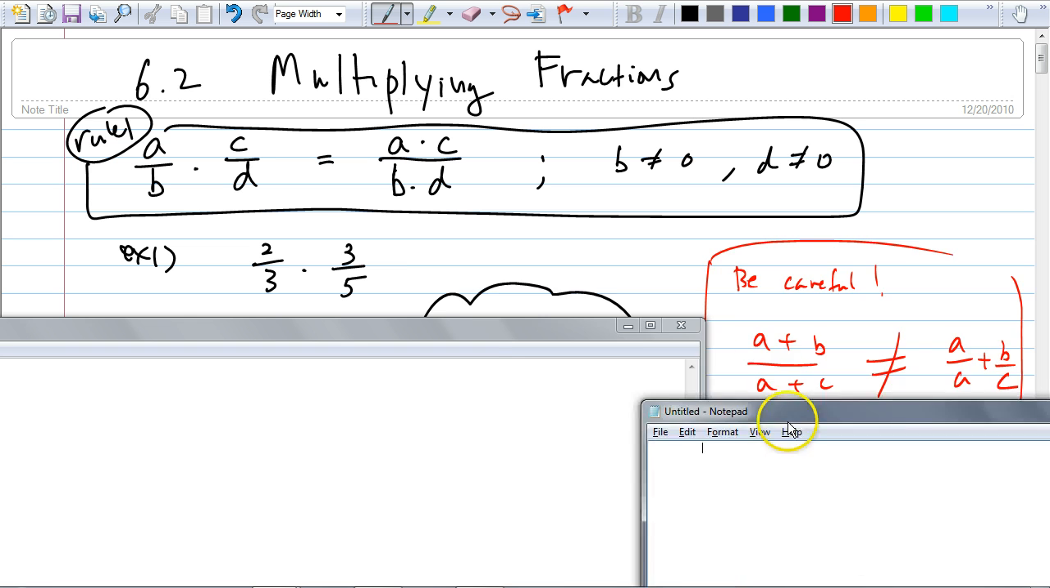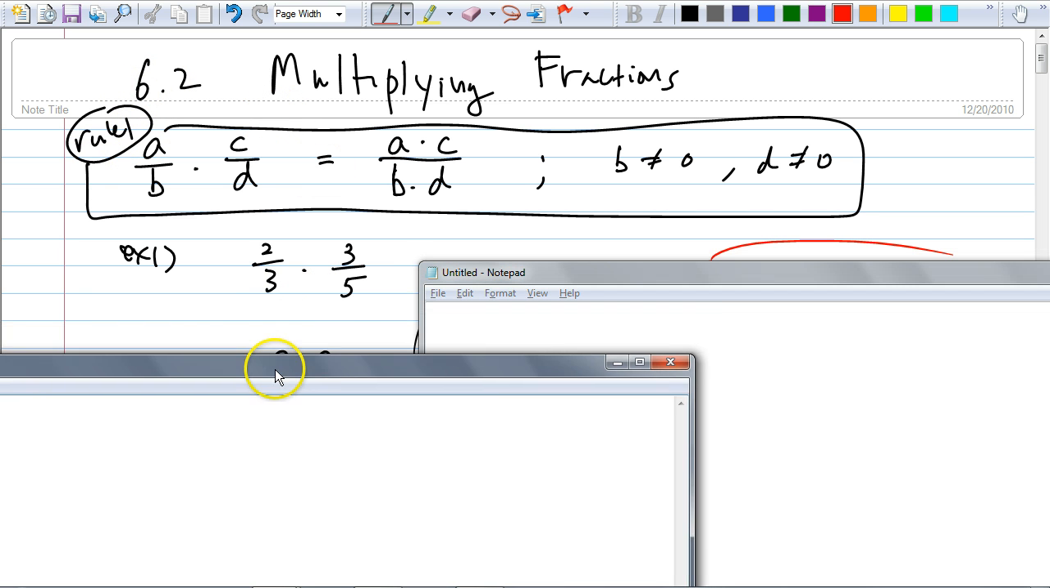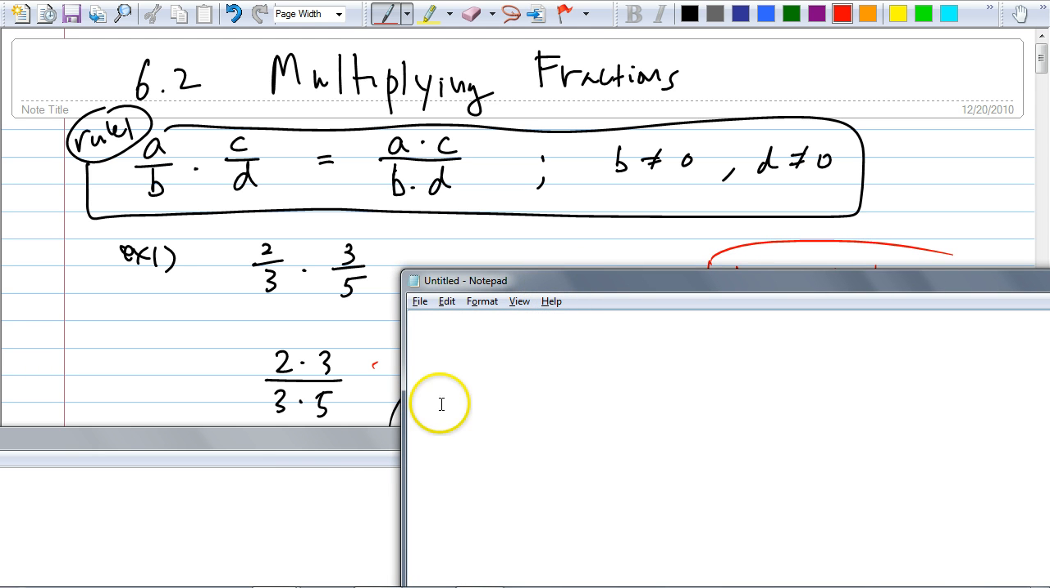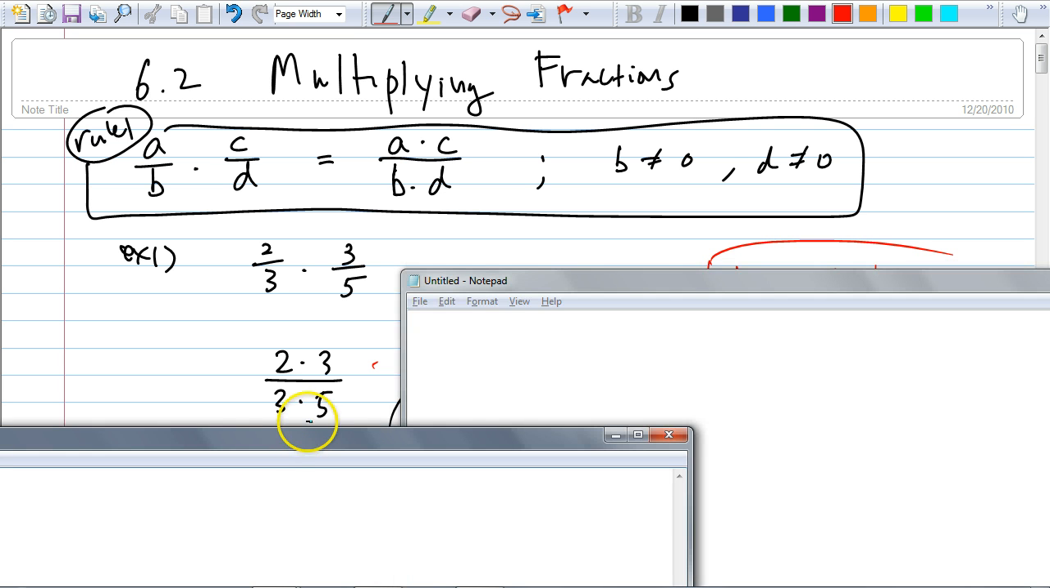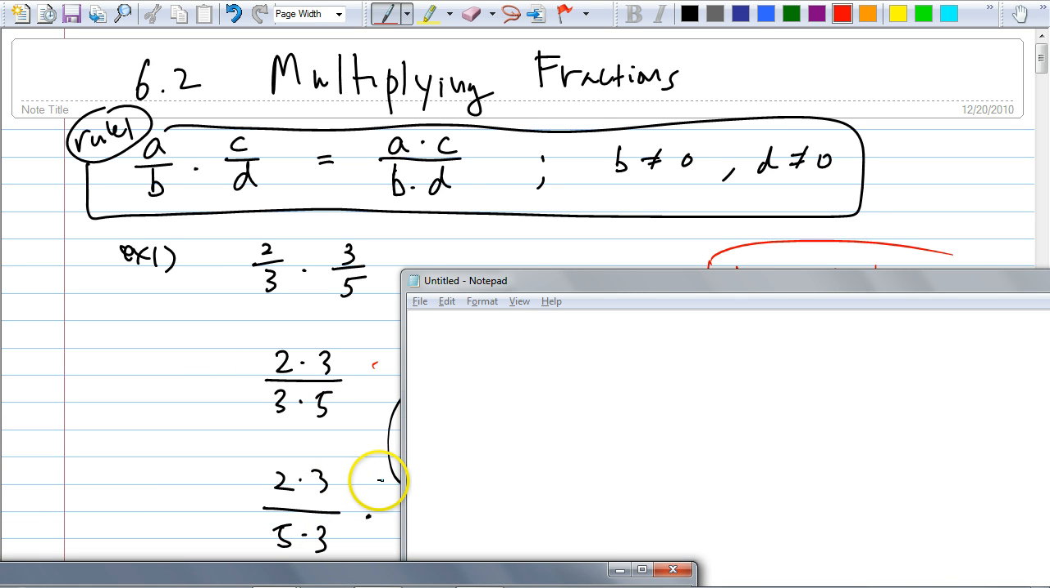Here we've got 2/3 times 3 over 5. Of course, following the rule, it just means 2 times 3 over 3 times 5. Isn't that right? So if this is what we have, 2 times 3 over 3 times 5, could we rewrite this using the commutative property of multiplication on the denominator? I think 2 times 3 over 5 times 3?